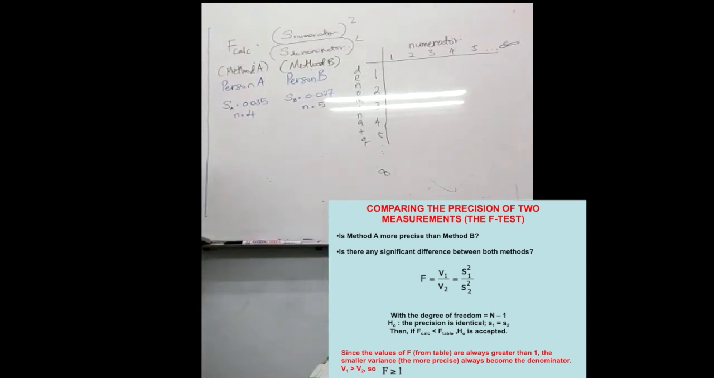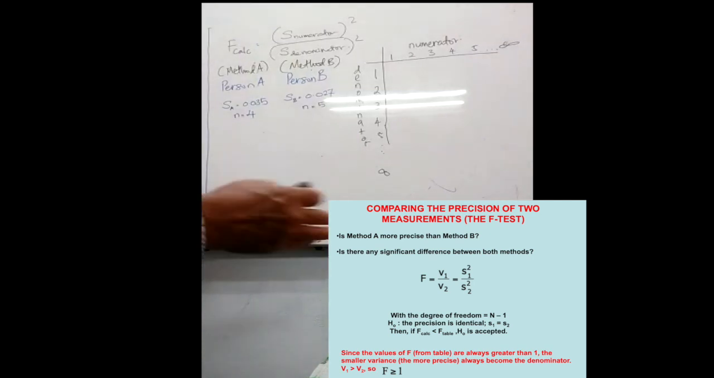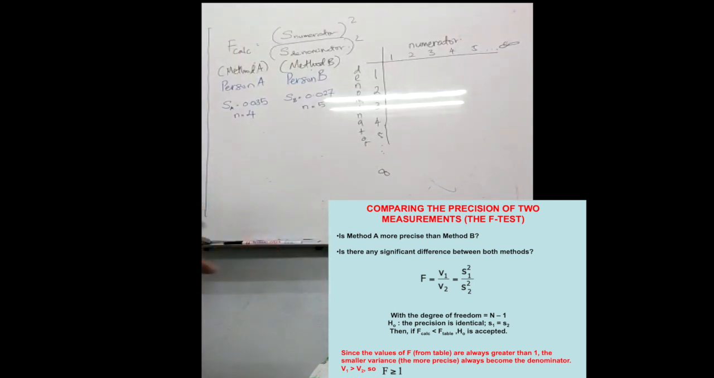We want to check, or maybe actually those two persons or those two methods are equally precise. The precision is equal. So is there any significant difference between both methods? So we use the F-test. This is the formula we use in the F-test. This is the standard deviation, this is the variance. So the standard deviation to the power of 2, divided by the power of 2 for method, let's say this is method B, and then method A.